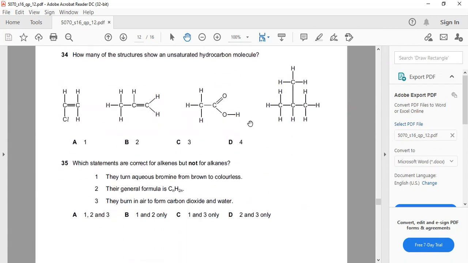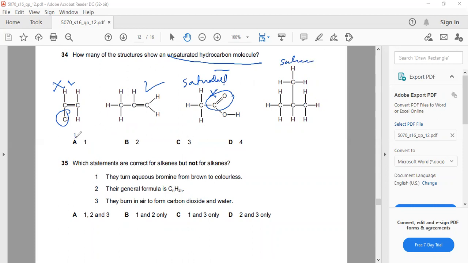Questions 34 to 40 are organic, the last six. Unsaturated hydrocarbon molecule, how many? This is a hydrocarbon. Chlorine is there, so it's not a hydrocarbon. This is unsaturated. This is not unsaturated. Carbon double bond oxygen is not considered unsaturated, it's saturated. This is also saturated. So the answer is A.